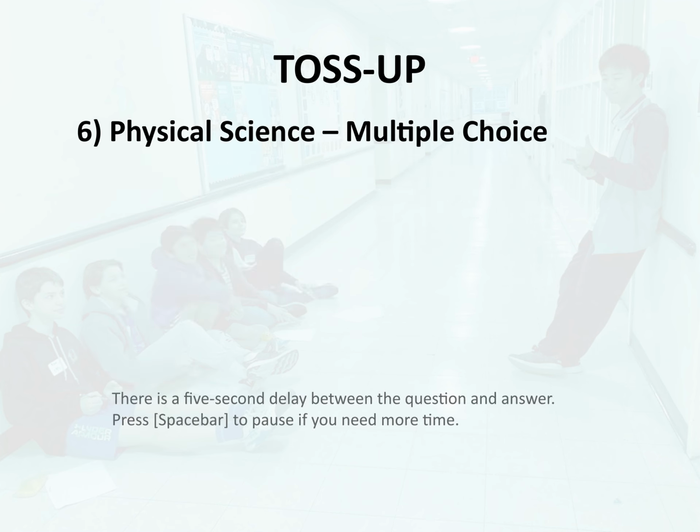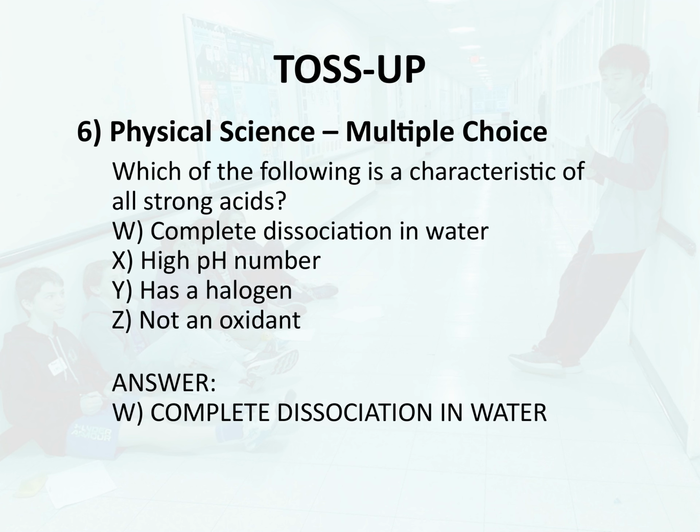Toss-up 6. Physical science, multiple choice. Which of the following is a characteristic of all strong acids? W. Complete dissociation in water. X. High pH number. Y. Has a halogen. Z. Not an oxidant. Answer: W. Complete dissociation in water.